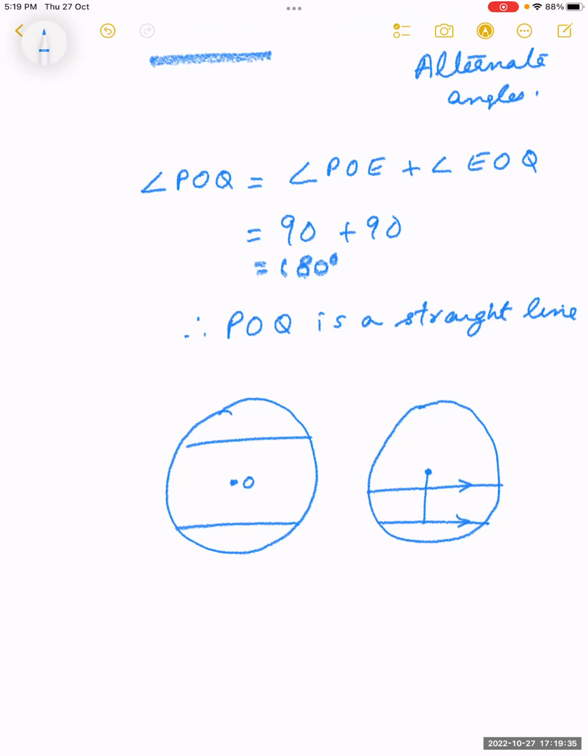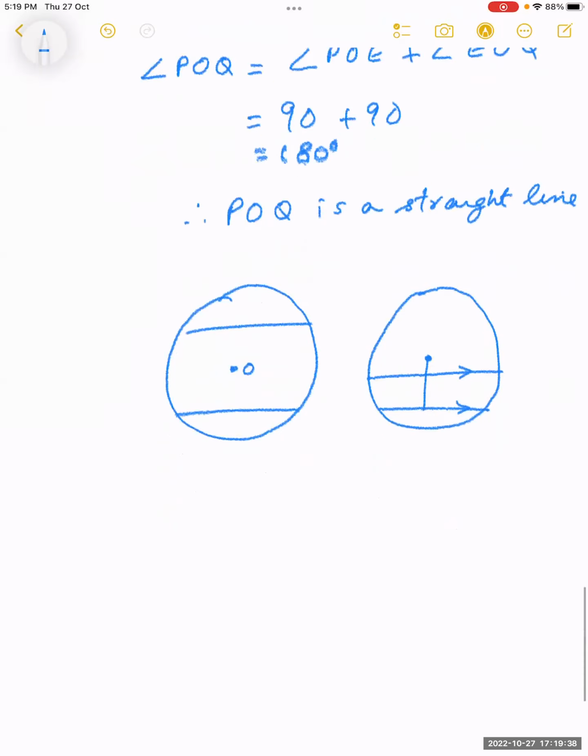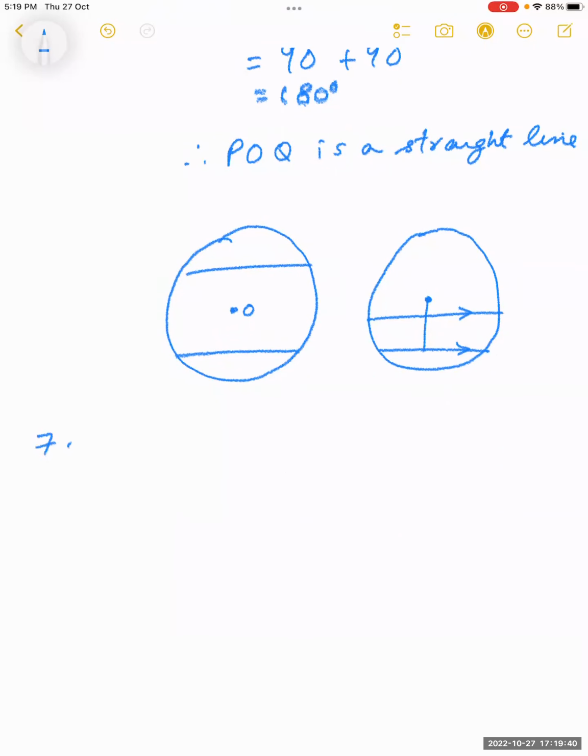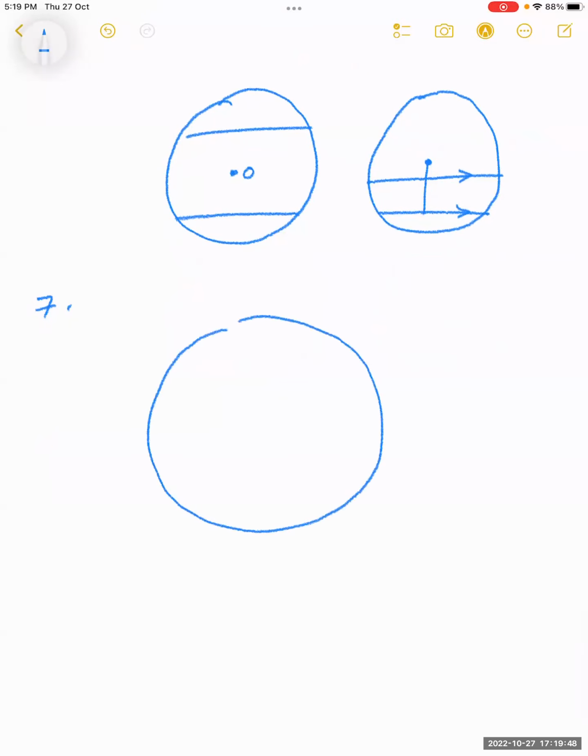Now we'll do one more problem, which is the 7th question. AB and CD are two equal chords of a circle. So you have a circle, you have AB, you have CD. AB is here, CD is here. Fine. As always, the center is here. AB and CD are two equal chords. Equal chords means AB equal to CD. AB and CD are two equal chords of a circle with center O.